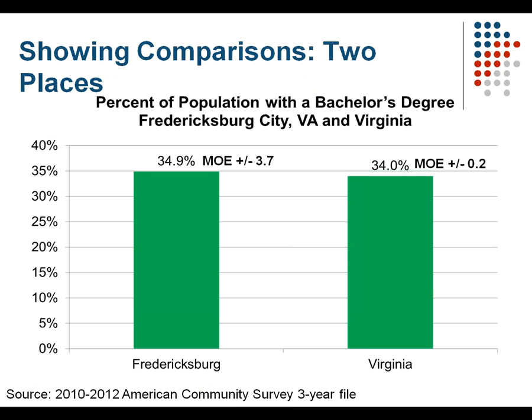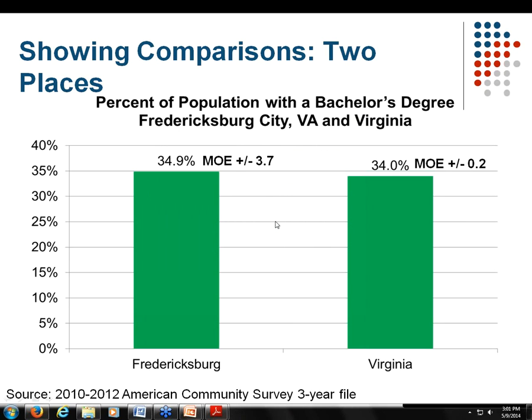One more thing on data and margins of error. This is different data. This is a percentage of the population with a bachelor's degree in the city of Fredericksburg and in Virginia. It's 34.9% in Fredericksburg, and it's 34% in Virginia. And so you might say, oh, well, the folks in Fredericksburg are more likely to have a bachelor's degree. But you need to keep in mind these margins of error that I've printed out here. The margin of error for Fredericksburg is a little bigger because it's a smaller place. And for Virginia, it's a little bit smaller because it's a bigger place. And you need to know something about the margin of error before you can talk about whether there really is a difference.